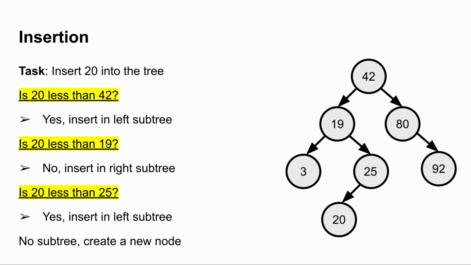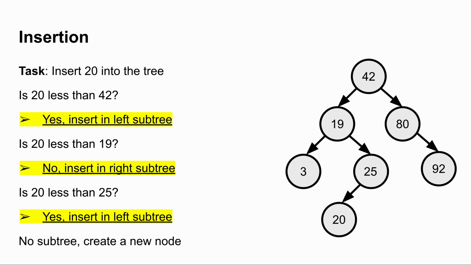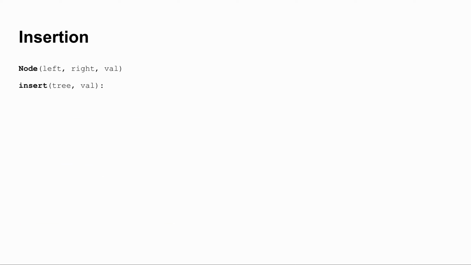Something I want to point out is that these questions were all binary questions with binary answers, which might clue you into why this data structure is called a binary search tree. Now let's look at some pseudocode.